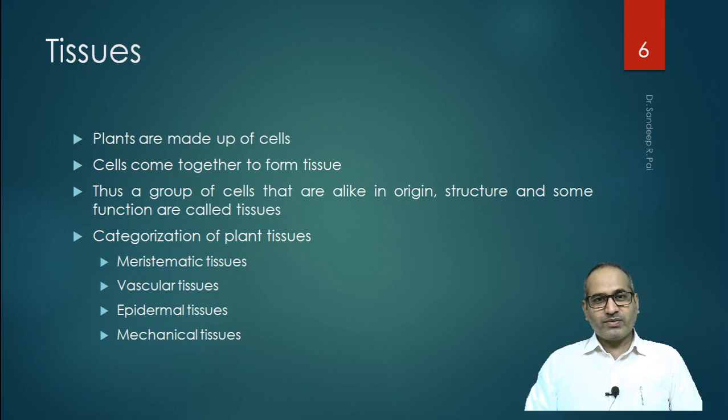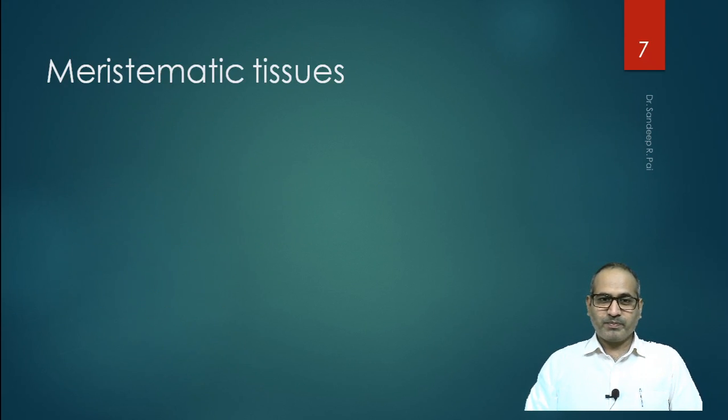Further, for our understanding, to categorize plant tissues, we can categorize them into 4: meristematic tissues, vascular tissues, epidermal tissues and mechanical tissues. In this lecture, I will be dealing particularly with meristematic tissues. Let us first understand what meristematic tissues mean.